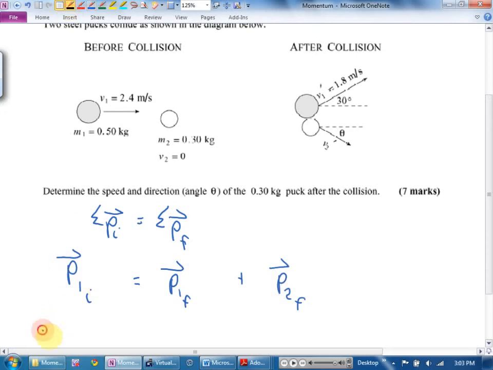Here's mass 1, incoming. Looks like it's due east or right. They didn't give me a northeast, so to the right. And its momentum is mass times velocity. I can't just put the velocity on here, I got to put momentum on here. Momentum is mass times velocity. That I can do in my head. Half of 2.4. The initial momentum is 1.2 to the right.